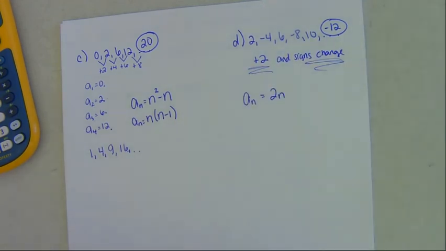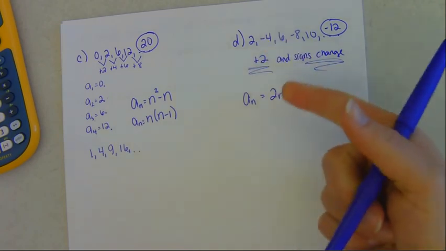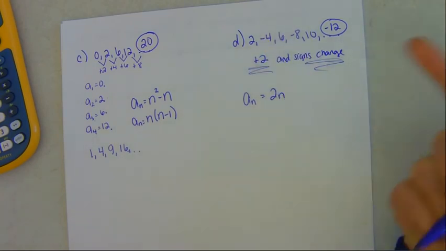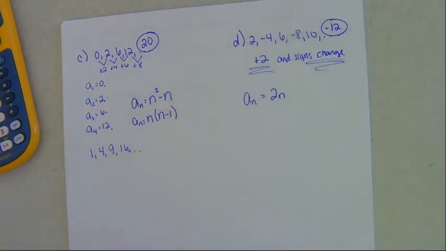Well, now I have to think about how I'm going to change the signs. So every other number is going from positive to negative. I can't just multiply by negative 1 because then it becomes negative 2n. That's not going to work. So think. Pause the video. Really think about this. Think about using an exponent. Okay? I don't just want to give it to you, but think about using an exponent.